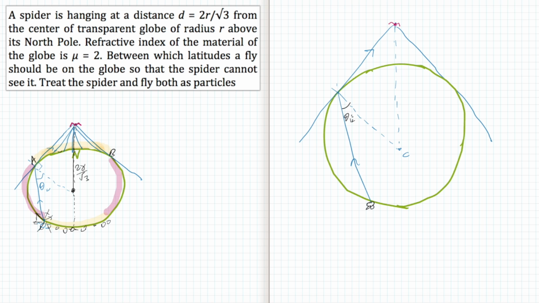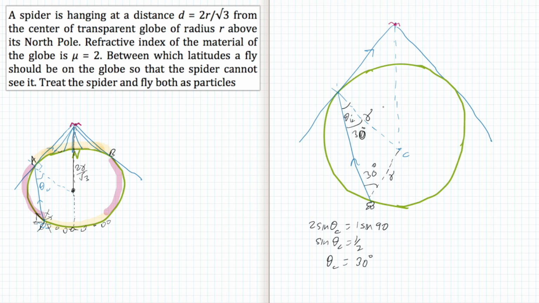Now first of all let's calculate θc. We know 2 sin θc = 1 sin 90°, because it was given that the refractive index of the globe is 2. So sin θc = 1/2, that means θc = 30°. So we have this angle as 30 degrees. Now this line is r and this is also r, so this is an isosceles triangle. So if this is 30, this angle will also be 30 degrees.